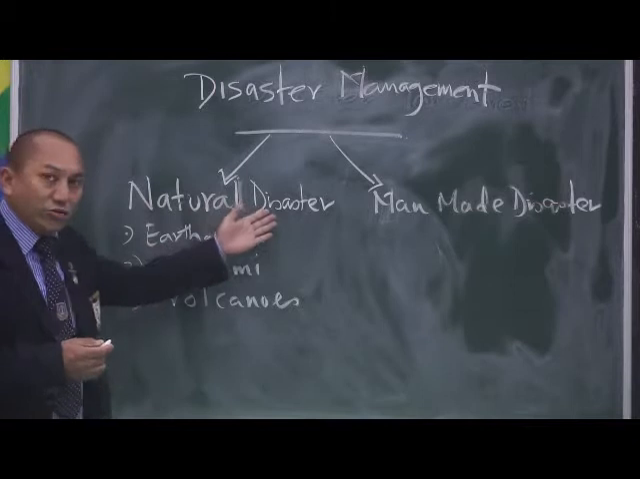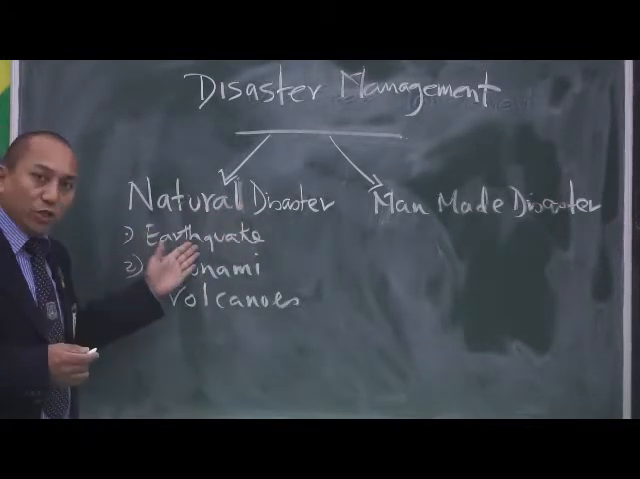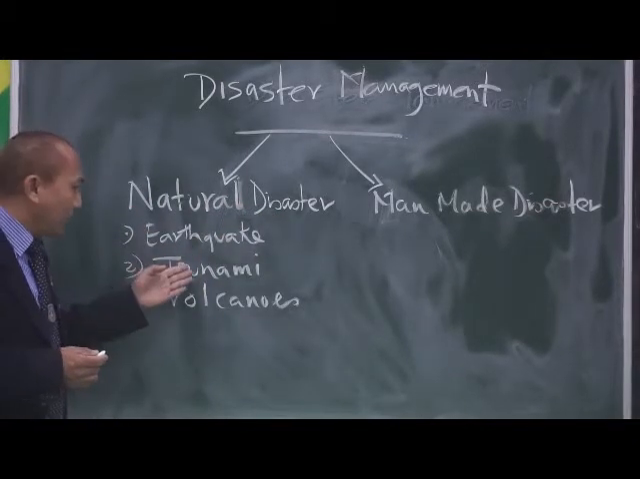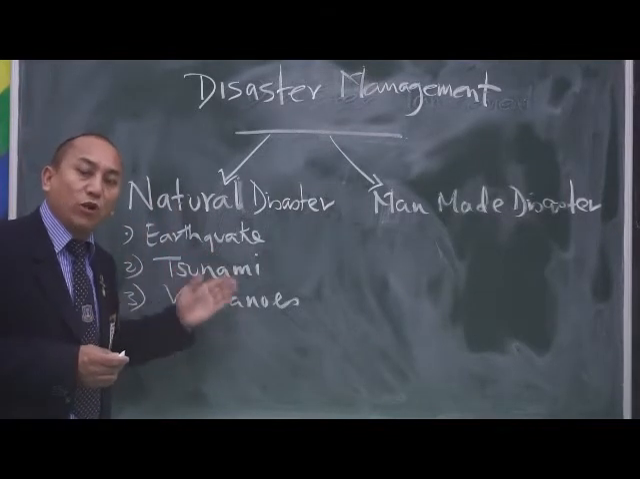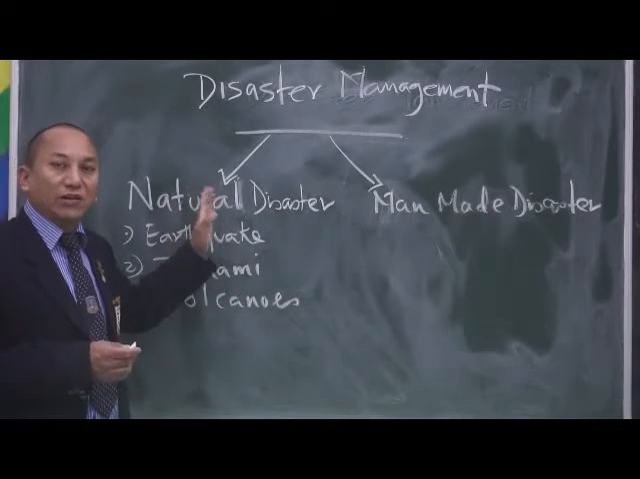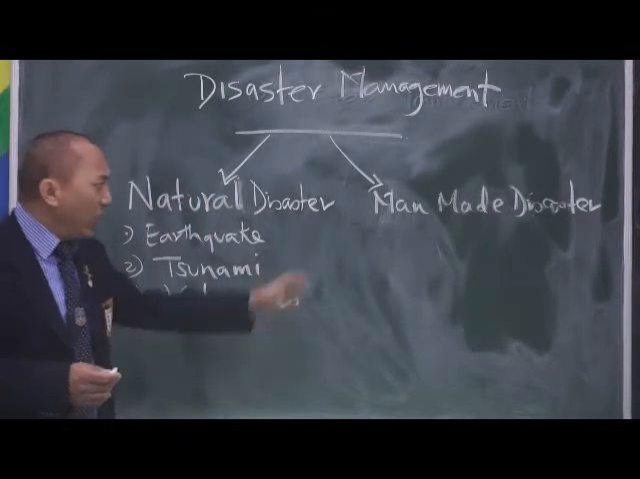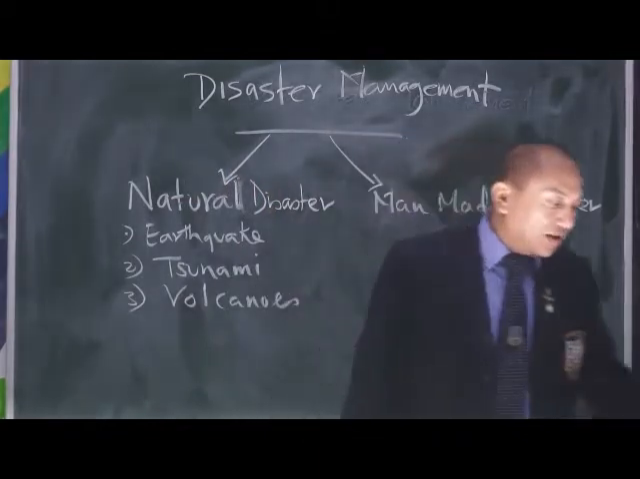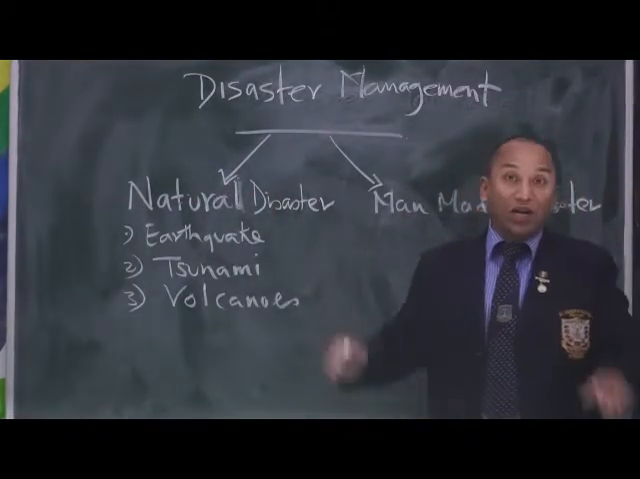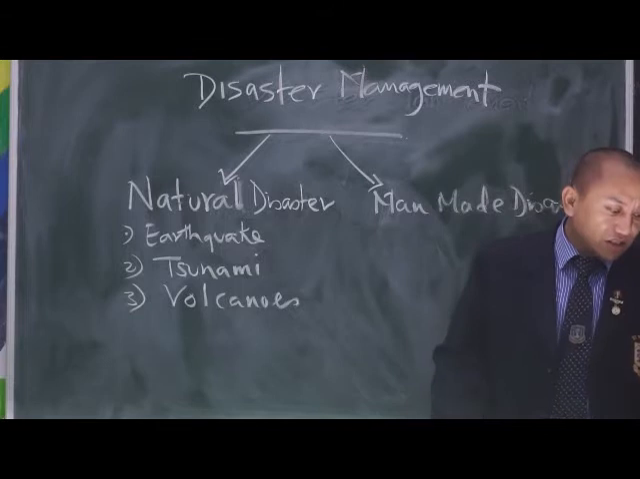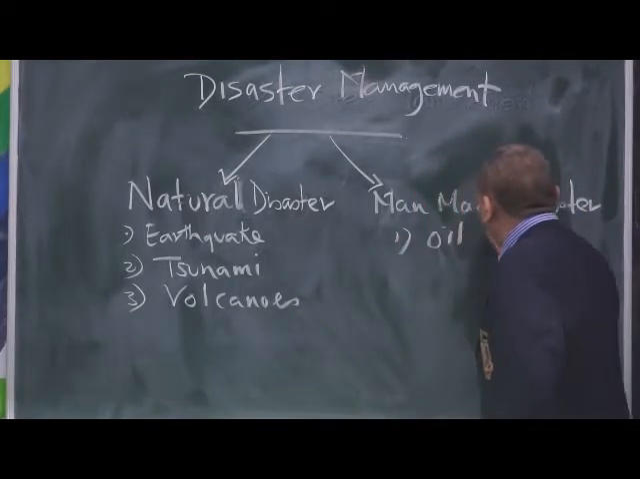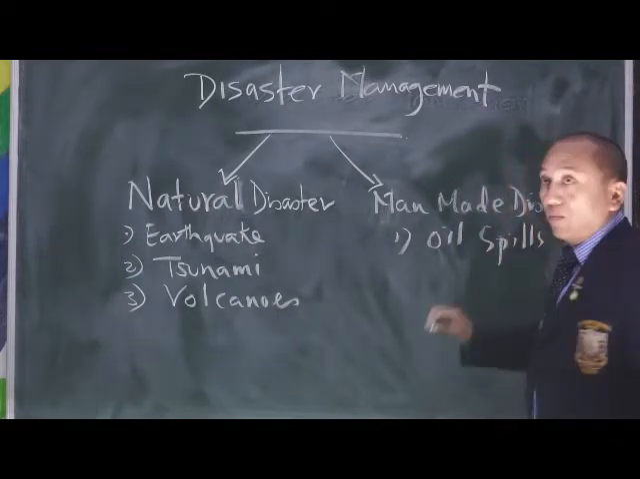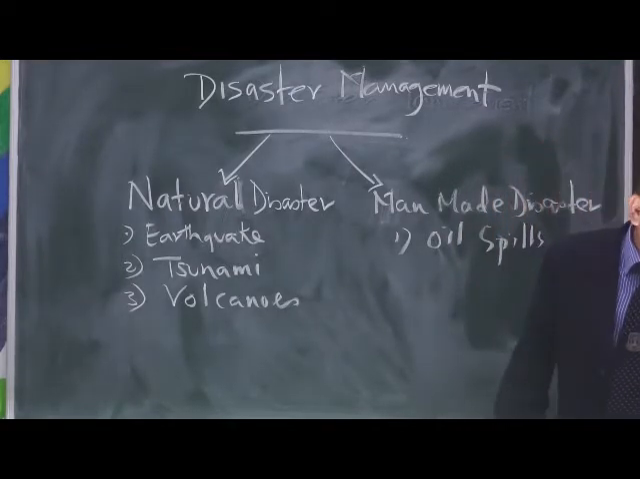So, the natural disasters, we have different types. We have the earthquake, which is a natural disaster. We have the tsunami, which is a natural disaster. We have the volcanic eruptions of the volcanoes, which also are natural disasters. Then we also have what are called the man-made disasters. Now, what are the man-made disasters? Number one is oil spills. Number two, fire.